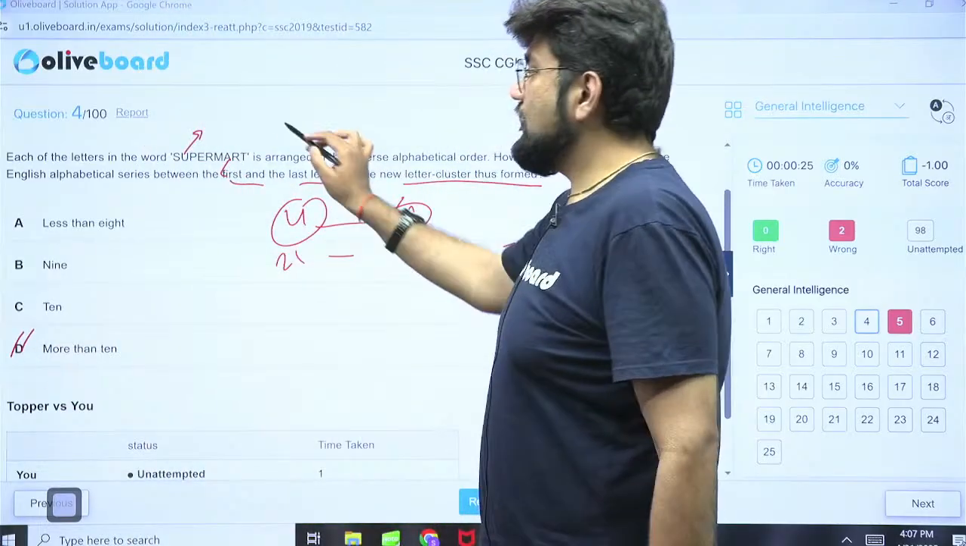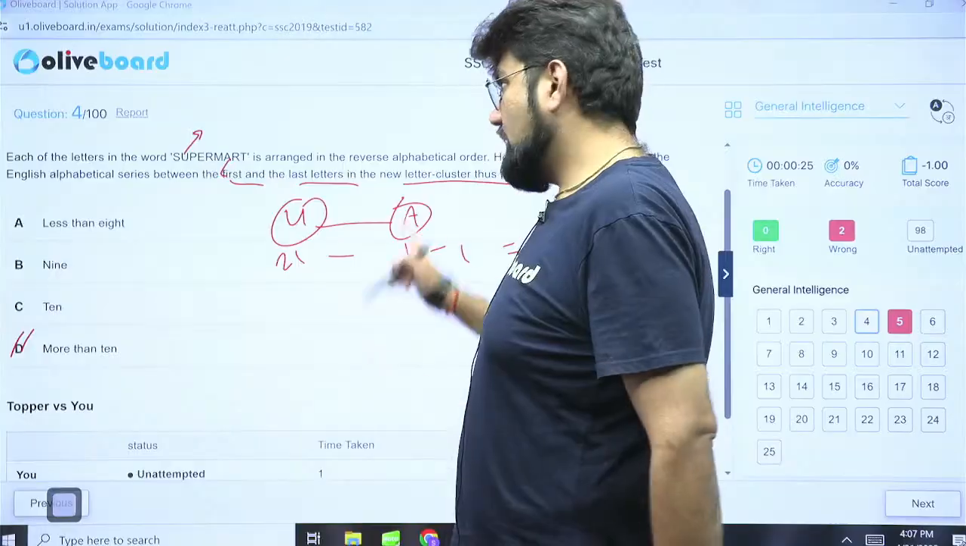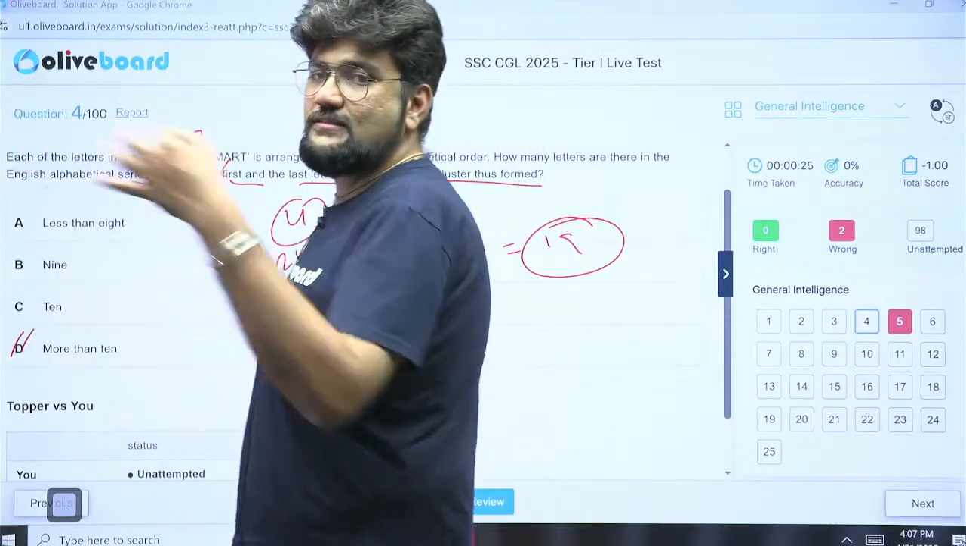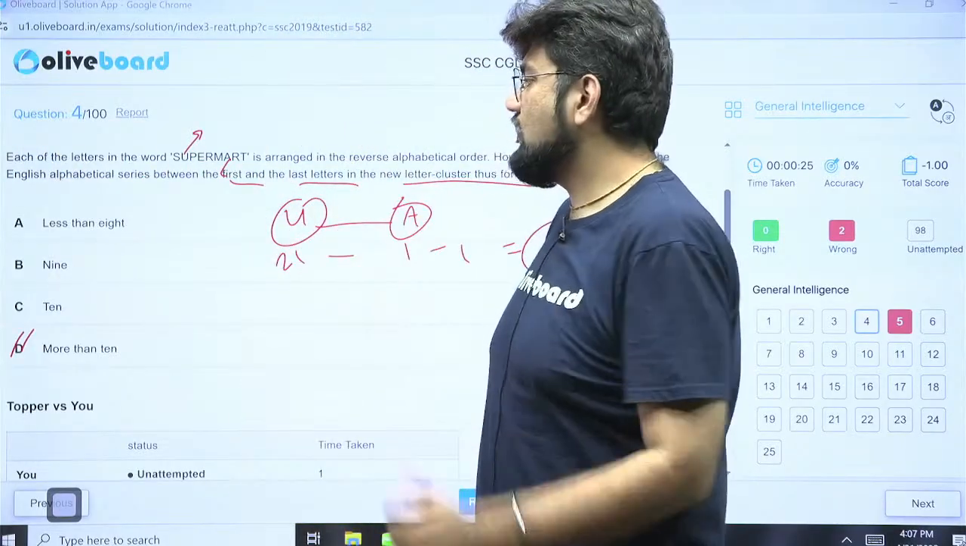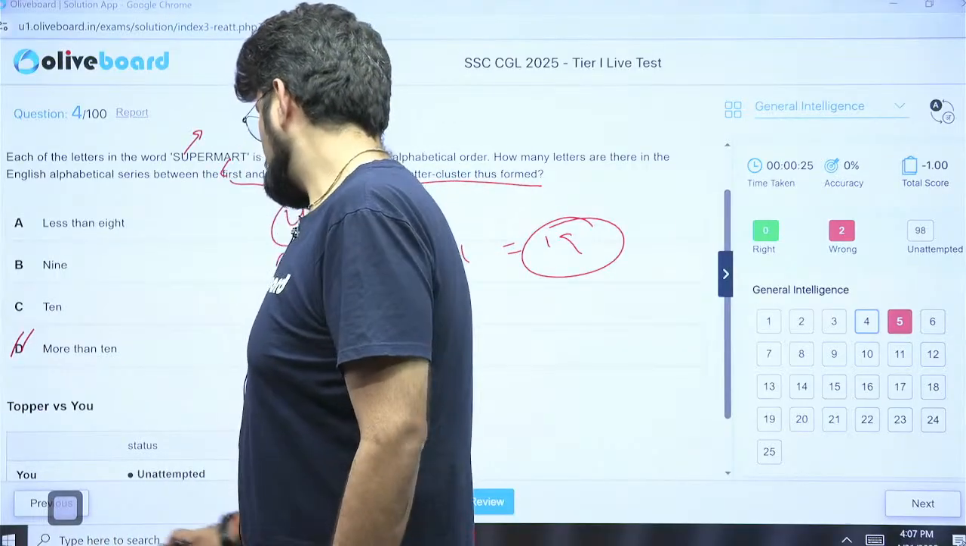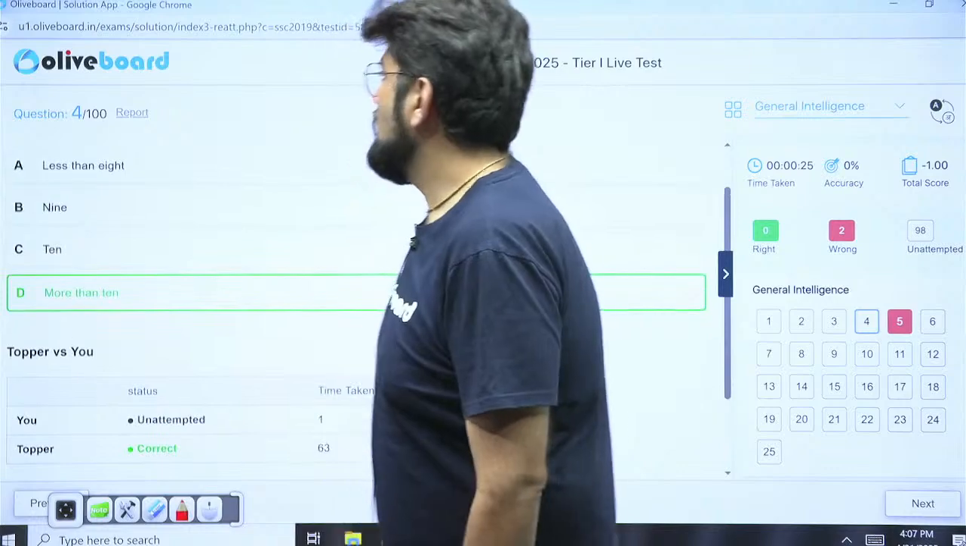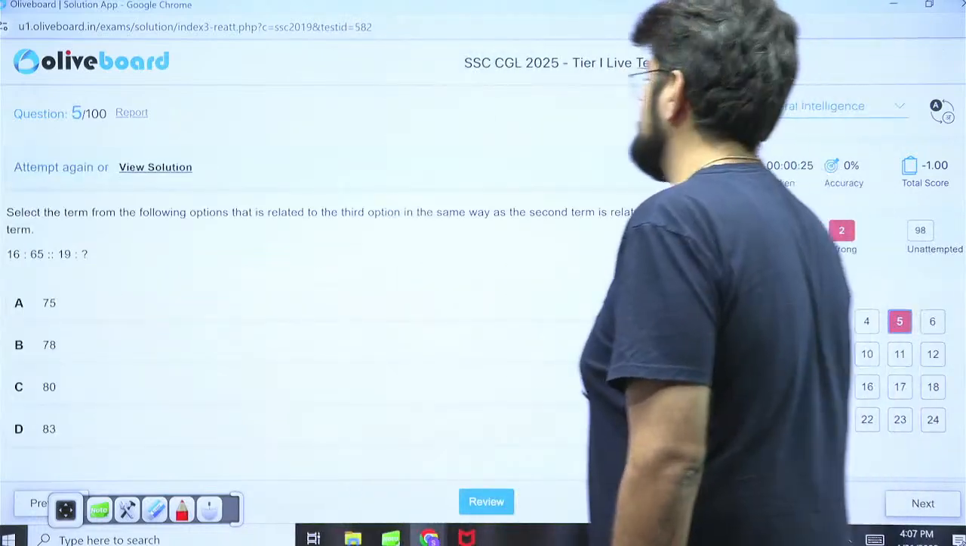Okay. Some people will end up arranging this in the decreasing order. Not needed. Look at the question. The question is asking you highest and lowest. So you know that by looking at the word itself. Okay. Next, question number 5.